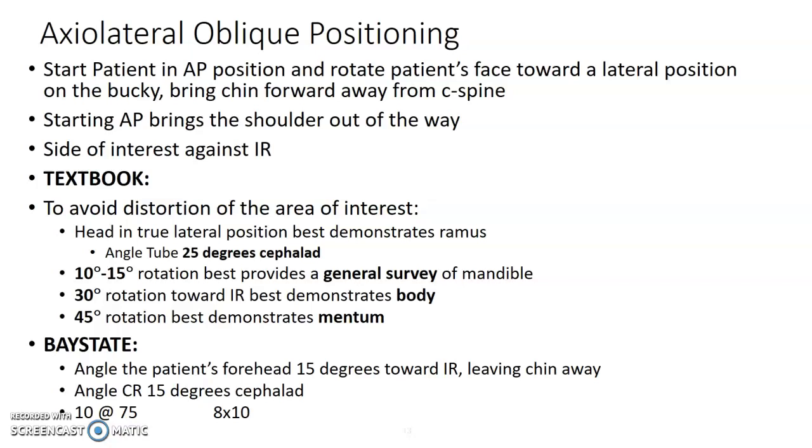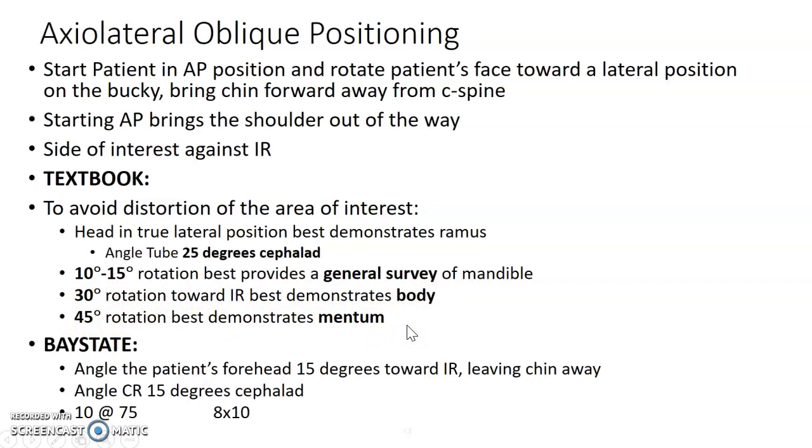And your textbook identifies certain positions for each area of the mandible. So when the head is in true lateral, it best demonstrates the ramus, and that has a tube angle of 25 degrees cephalad. The 10 to 15 degree rotation, so from true lateral, rotating the mandible 10 to 15 degrees, is considered a general survey. 30 degree rotation demonstrates the body, and 45 rotation best demonstrates the mentum, which makes sense, right?